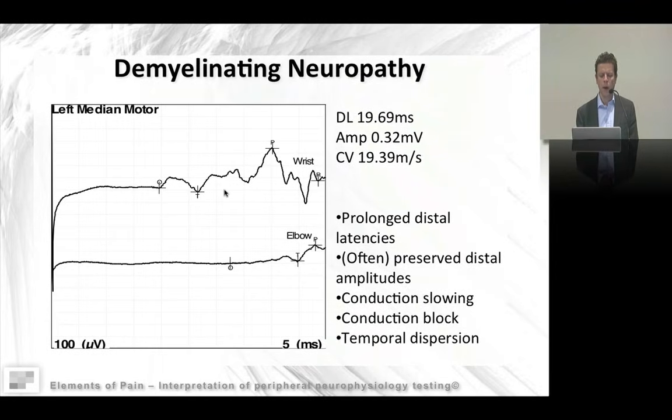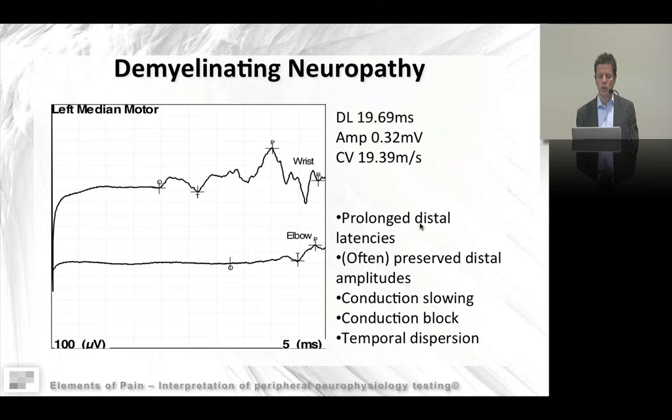This is quite a severe one in this example, where the distal latency is almost 5 times the upper limit of normal. What you need to notice here, though, is the amplitude is very small, but this is not an axonal problem, because the distal latency is so prolonged it tells us there's definitely a demyelinating problem, and what we're actually seeing here is conduction block, and that's why the amplitude is reduced.